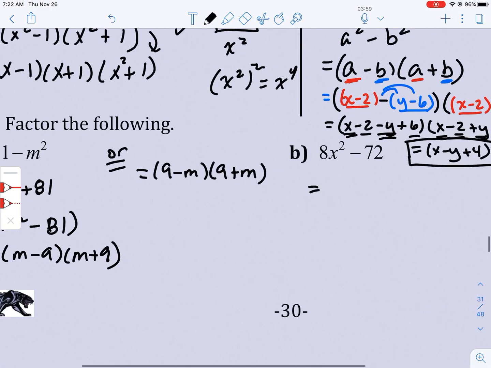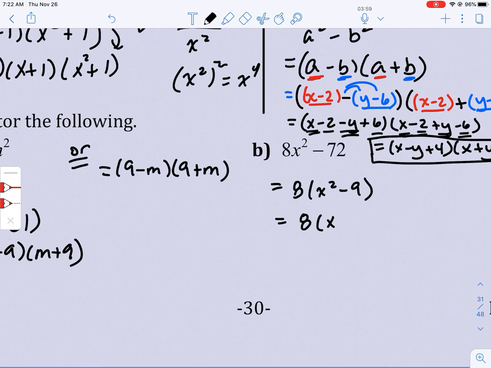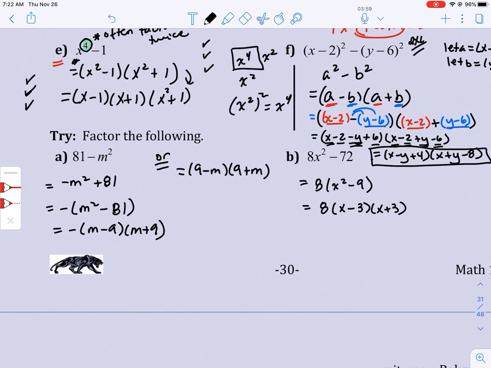And then the next one here, and the last question, if I take out my GCF of 8, we get x squared minus 9. And of course, x squared minus 9 is a difference of squares binomial, which is x minus 3 and x plus 3. Okay, so hopefully that makes a little bit of sense.